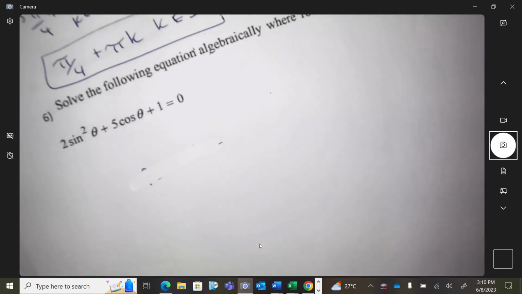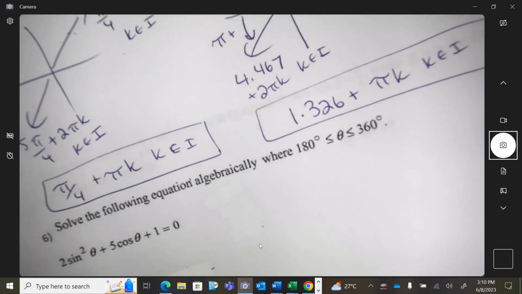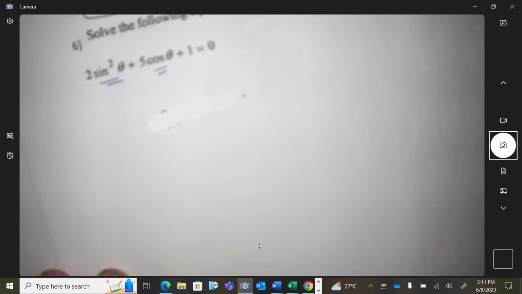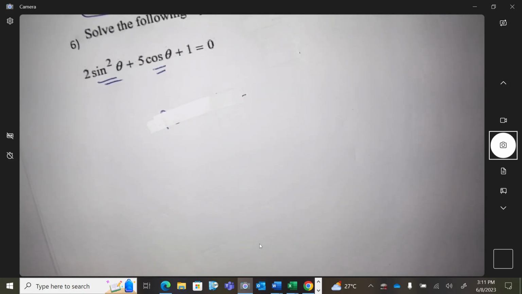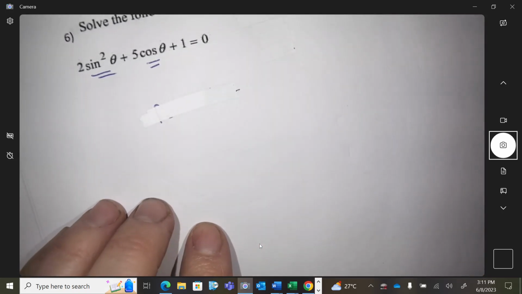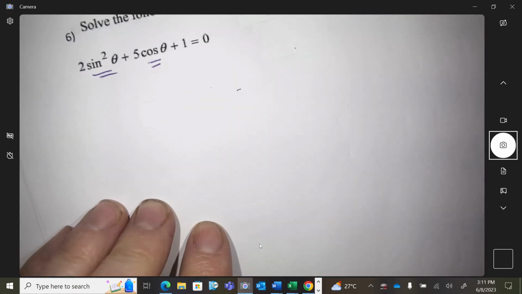Here's my problem. There's my problem. There's sine squareds and coses. That's a problem. I can't put that all in a formula. Okay? What can we do then? We have to do a substitution. We have to do a substitution. Which one of these could you make a substitution for?